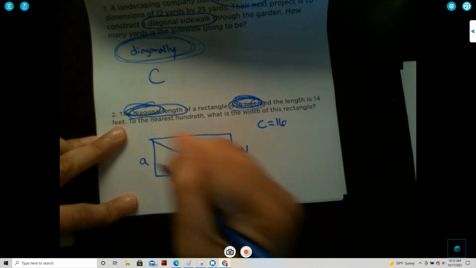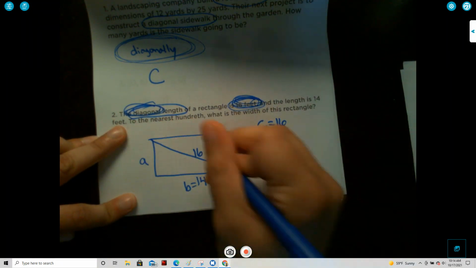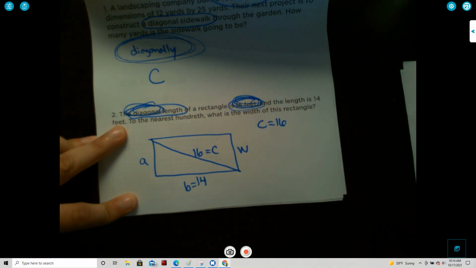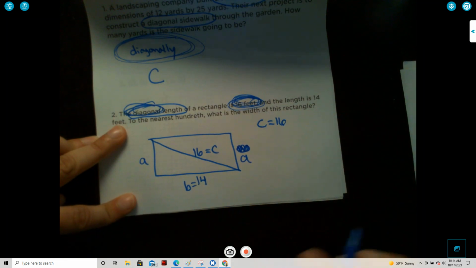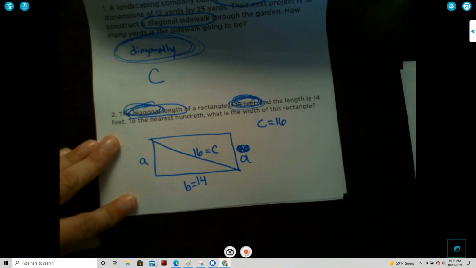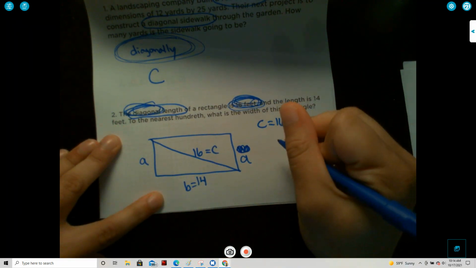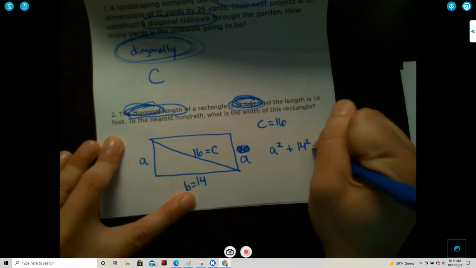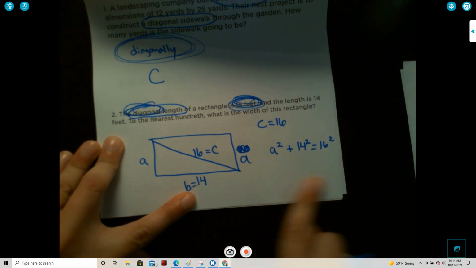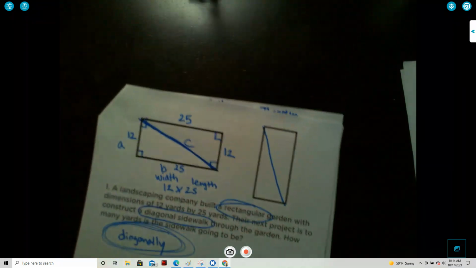So when you're setting up your variables, A, B, and C, that's how it's going to look. So W becomes an A. Think of it that way. So A, B, and C whenever you're using Pythagorean theorem. So this would be set up as, we're looking for the width, A, plus 14 squared is equal to 16 squared. And you will solve just like we did on the first page.